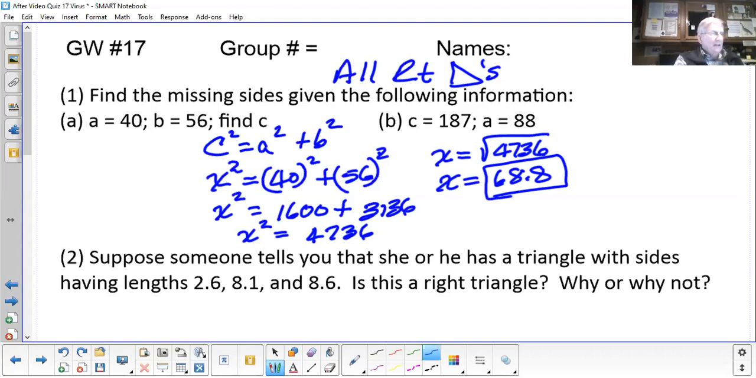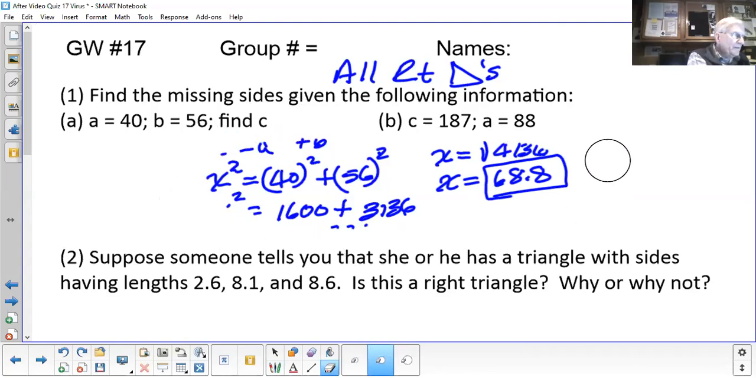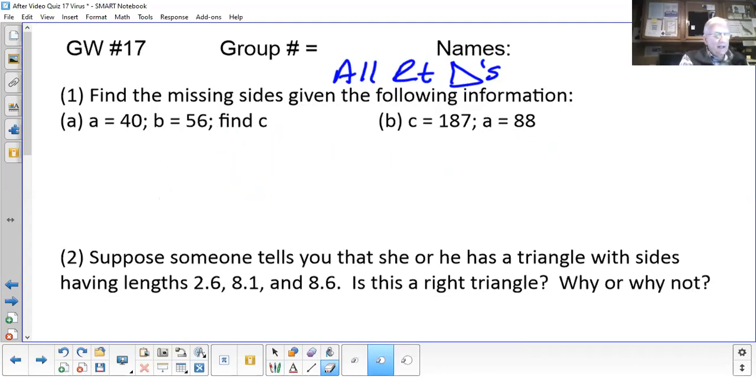Okay, now I'm sure you've had a chance to write that down. So what I'm going to do now is erase all that, and I'm going to do the second problem. So let's do that right now. So let me erase this. Okay. All right, and now I'm going to do the second problem.